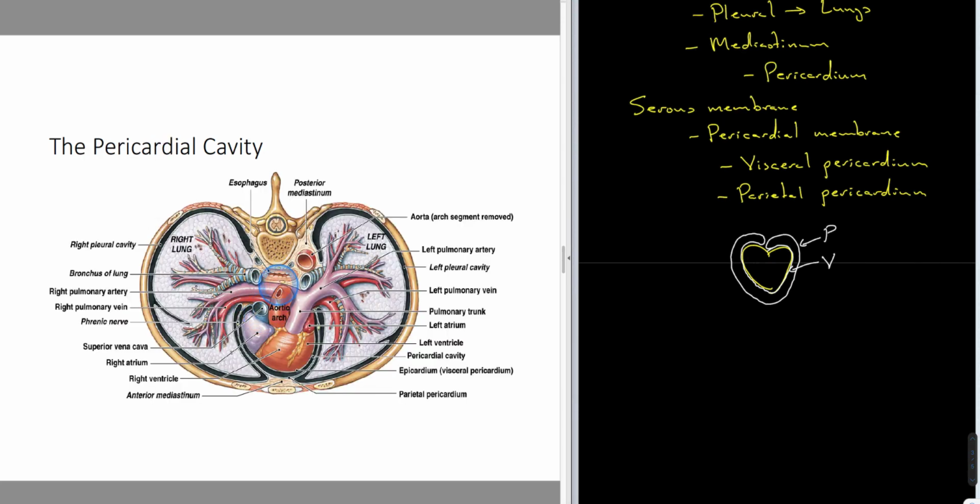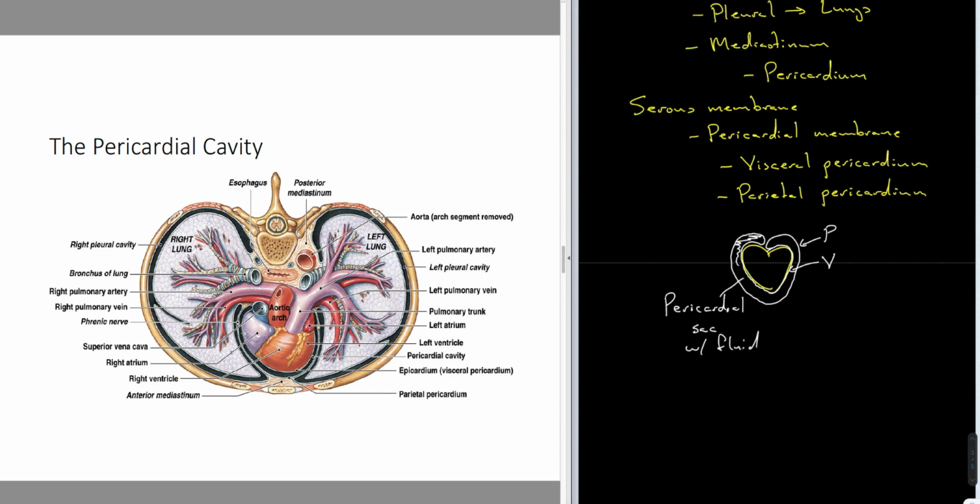So here is a superior view. We actually see here's the heart. The visceral pericardium is right there. It wraps around the heart, folds back on itself, and the parietal pericardium is now attaching to the parietal pleura of the lungs, and it attaches to the body wall. And then it reconnects on the other side. And so it creates a little sac, and that sac has fluid. We call this the pericardial sac with pericardial fluid.